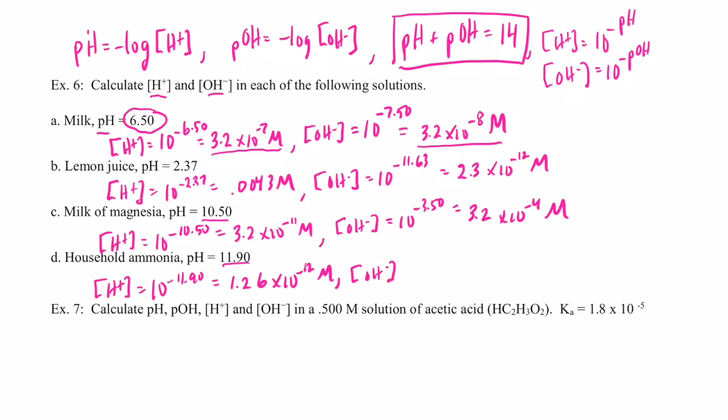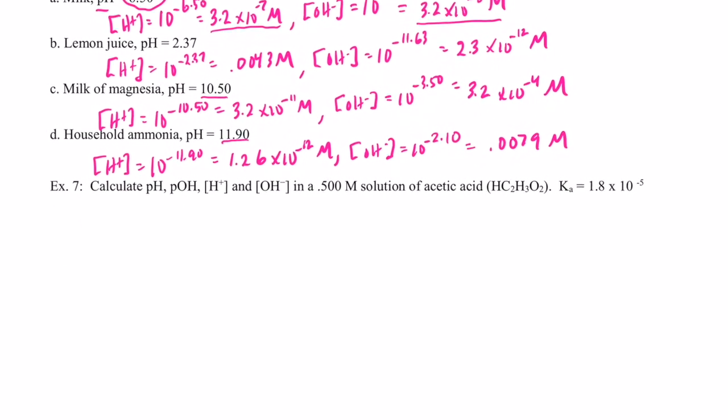And my hydroxide concentration would be 10, let's see, 14 minus 11.9 to the negative 2.1. And so let's see what that equals. 10 caret negative 2.10 is 0.0079 moles per liter. Okay? Alrighty, so on our next assignment we'll be doing several of these types of problems. You can go back and review the last couple of videos on pH and pOH and how to find the hydrogen ion and hydroxide ion concentration from those values.